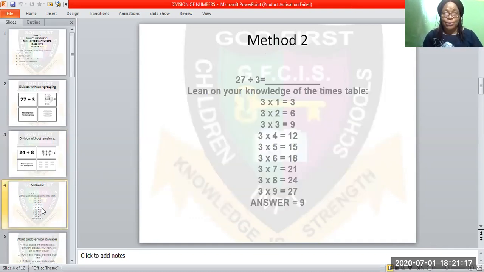Method 2, you go through your times table. You must be master of your timetable. If your timetable is correct, then you will have the correct answer. For example, 27 divided by 3 also means, you can go this way. 3 times 1 is 3, 3 times 2 is 6, 3 times 3 is 9, 3 times 4 is 12. You must be careful to master your times table in order to get to the number 27. 3 times 9 will give us 27. Therefore, our answer is 9.